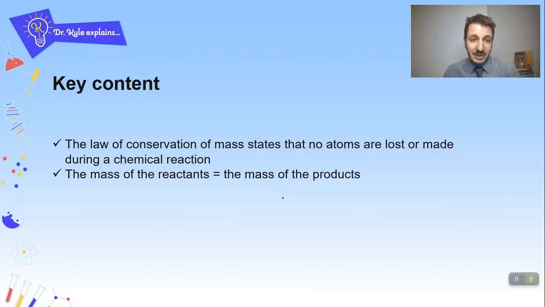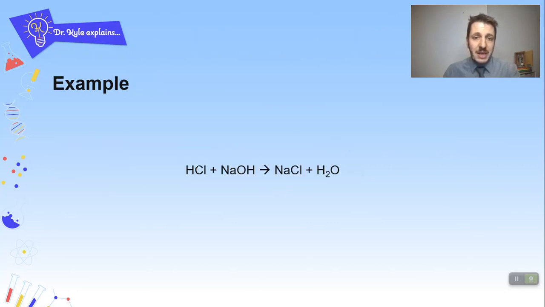So let's have a look at an example. So here we've got hydrogen chloride, the acid, plus an alkali, NaOH, and that gives us a salt and water. Now these are our reactants on the left-hand side of the equation, and these are my products on the right-hand side of the equation. And so if I had, let's say, 5 grams of HCl and 5 grams of NaOH, hopefully nice and easy, we can see that is 10 grams on this side of the equation.